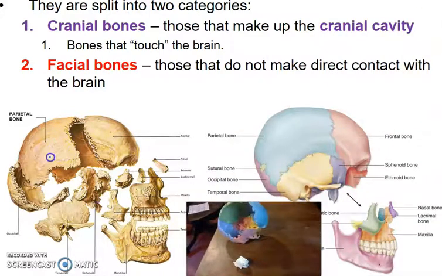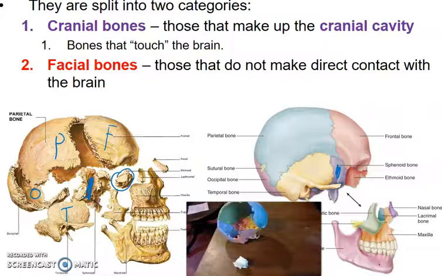So this is the parietal right here. This is the frontal. This is the temporal. This is the occipital. This right here is the sphenoid. So here it's purple in that one. And this right here is the ethmoid bone. So they touch the brain. The remaining bones do not touch the brain.